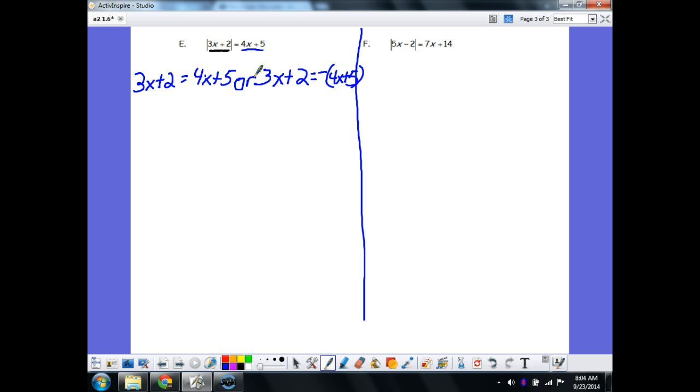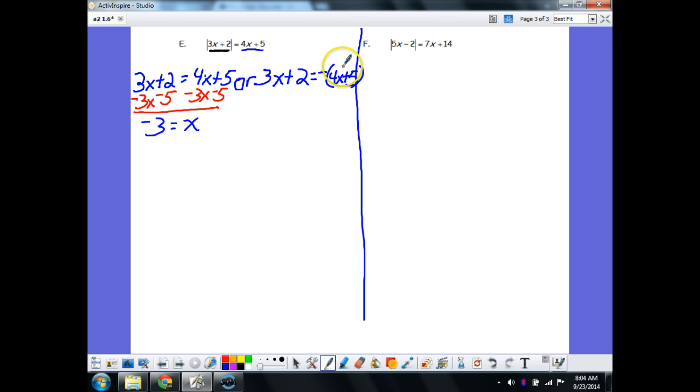So let's solve this one first. To solve this one, we're going to get the x on one side and the constants on the other. Kind of combining two steps there. So what we end up with is negative 3 is equal to 1x. So we're done with that part.